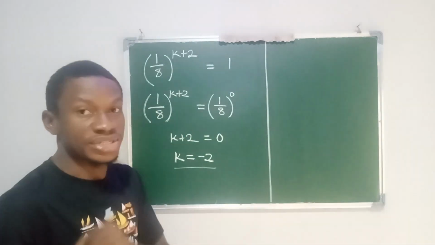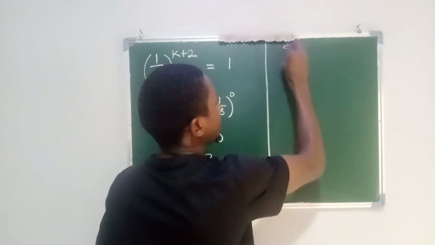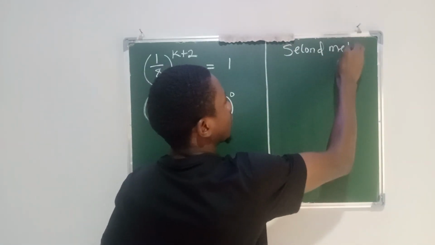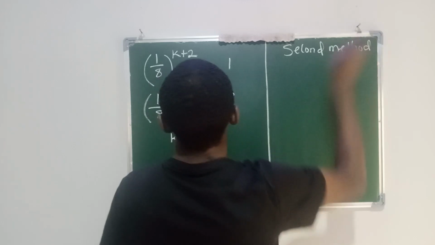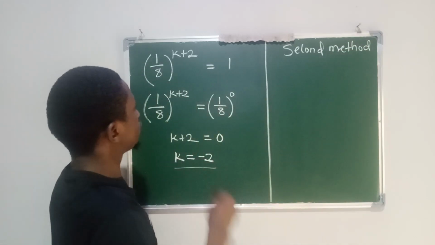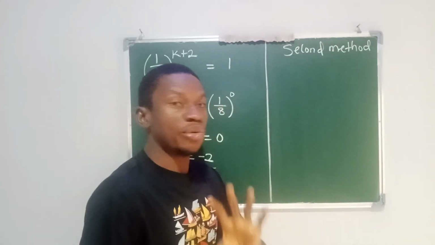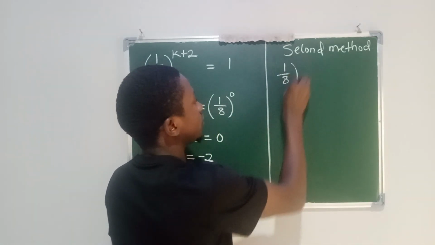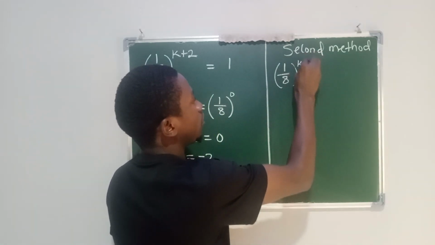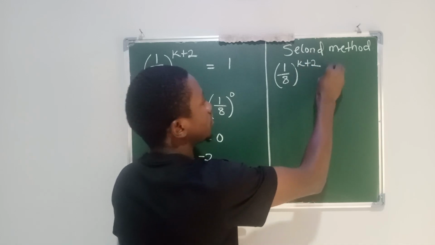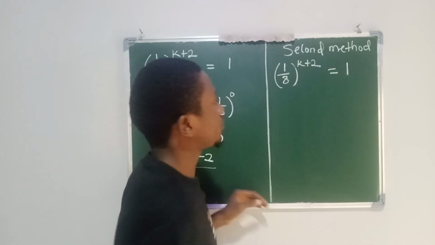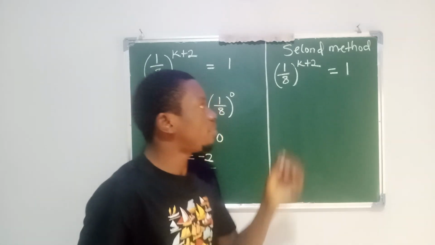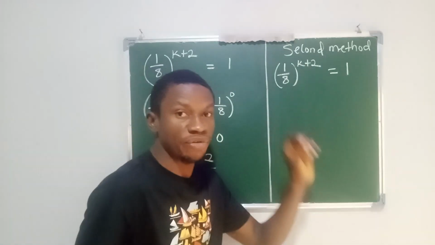Now let us go over to the second method. Let us rewrite the equation again. Then we have (1/8)^(k+2) = 1. Now let's take the first step of taking the log of both sides.